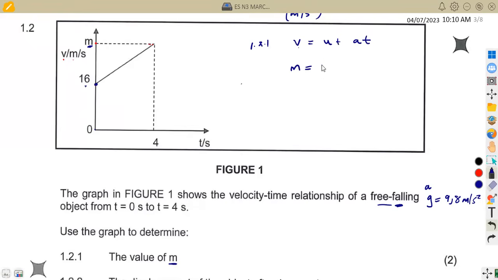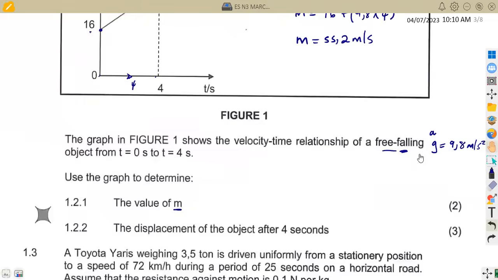You started at 16, so this is 16 plus at, which is 9.8 times the time from 0 to 4. There's a difference here of 4 seconds, so that is your time in this case. So you multiply by 4. All right, so this is what you're going to have for the value of m representing the final velocity. So our m is going to be 55.2. This is velocity measured in meters per second. So take note, it's final velocity, but it's just written as m. So you're just going to have it as m, okay? So 1.2.1, that was it, 2 marks for that.